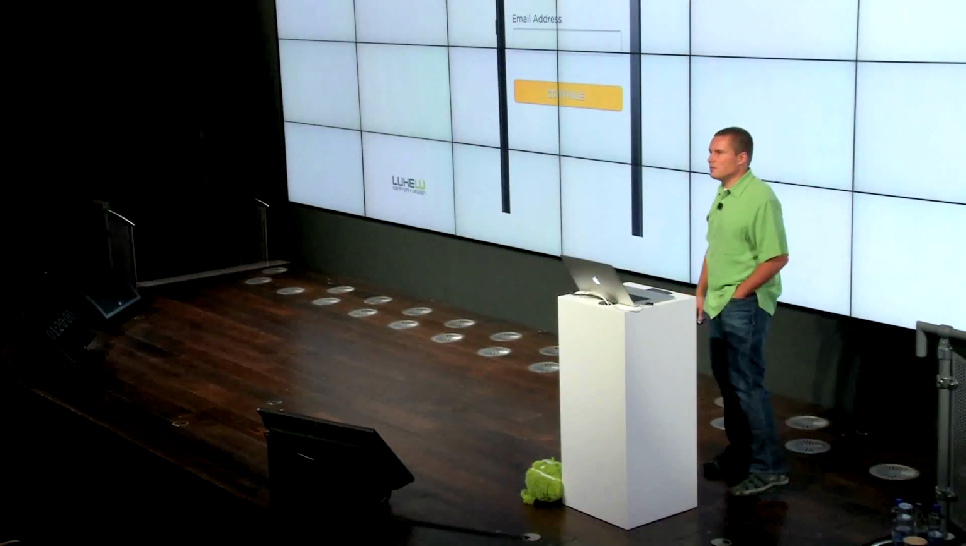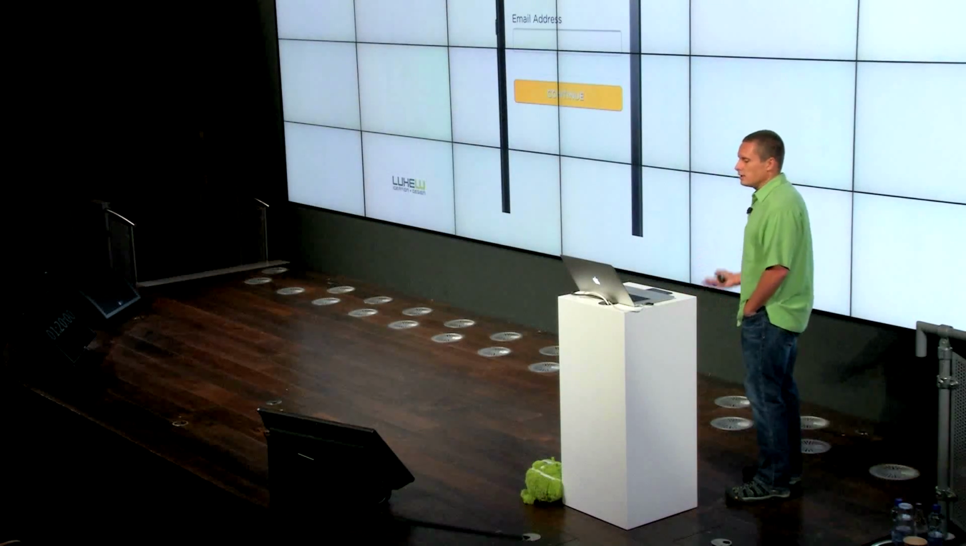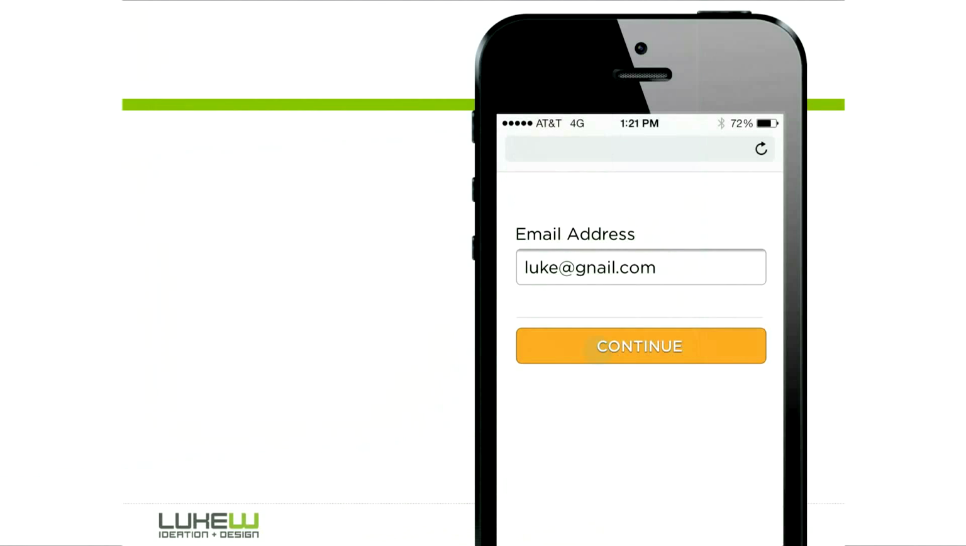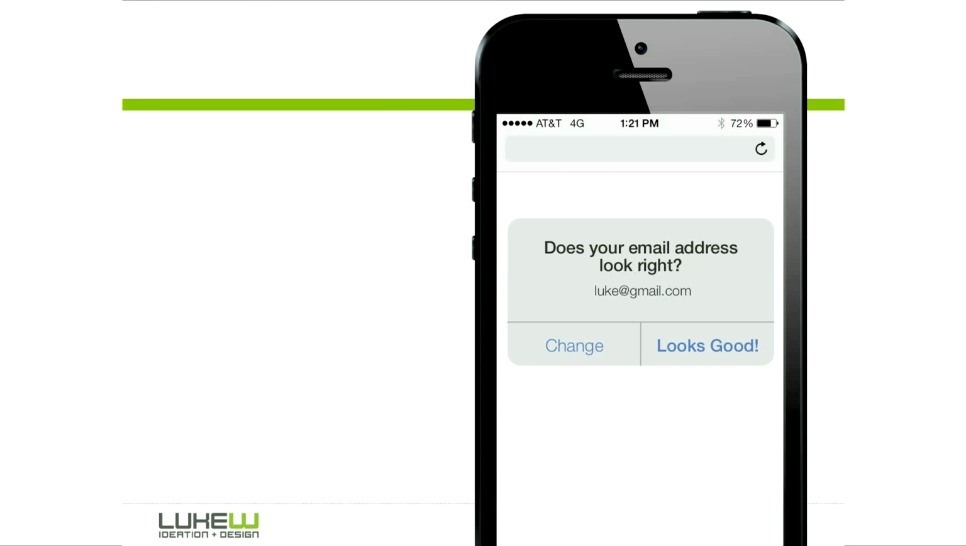Now here's some other ways of making sure we get a valid email address, because valid emails are important. So once again, I'm going to do luke@gmail.com, and I'm going to hit that continue button, and then this pops up. We auto-corrected it for you.